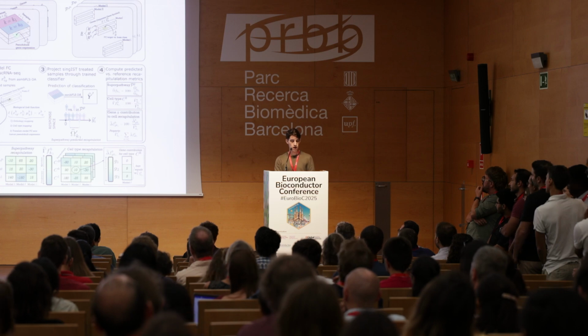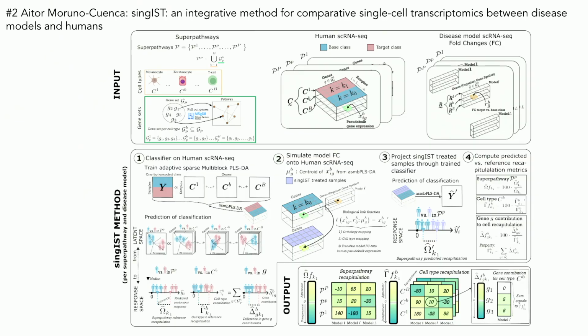Next presenter is Aitor Moruno Cuenca, SINGIST, an integrative method for comparative single-cell transcriptomics between disease model and humans. Okay, so our poster is about a recurrent question that we always have in research and the drug discovery space, which is basically when we have a disease model, we always ask ourselves, is our disease model good in terms of how it's mimicking the human disease it's aiming for?